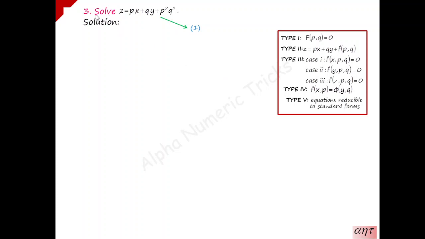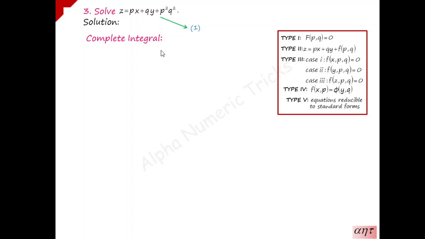Here the problem asks you to solve, so you have to find all 3 solutions, that is the complete solution, the complete integral, the singular integral, and the general integral. Now we see how to get the complete integral. The procedure for the complete integral is very easy. You just have to replace p by a and q by b in the given problem.